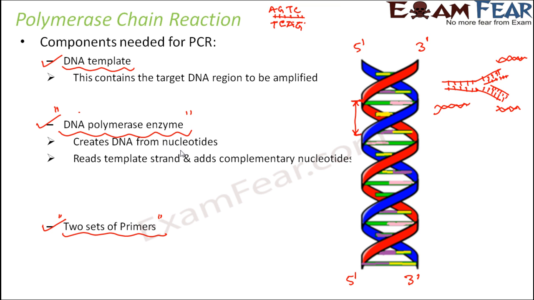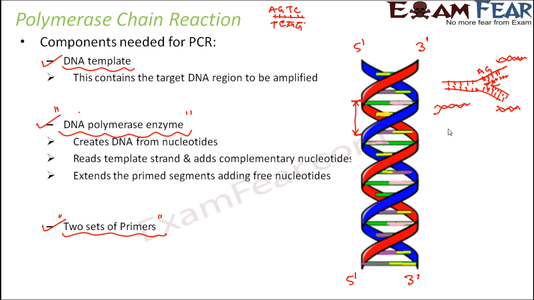So what does it do? It reads the template strand and adds complementary nucleotides. Let us suppose this is the template strand. If this is A, the DNA polymerase will add T here. If this is G, DNA polymerase will add C here. That is how it can create a new strand, because it has the ability to read the existing template strand and add complementary nucleotides accordingly.